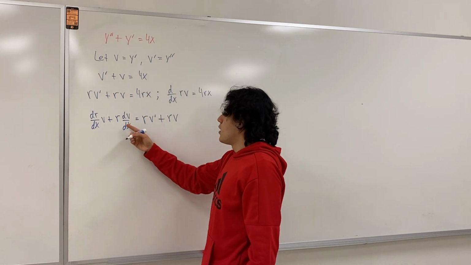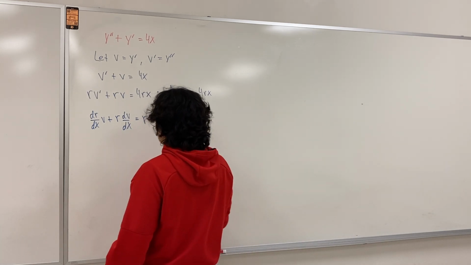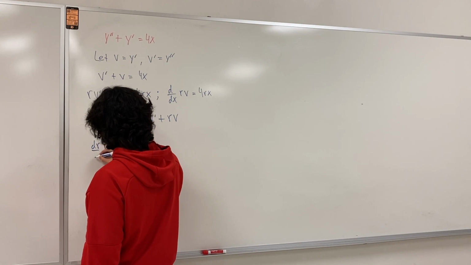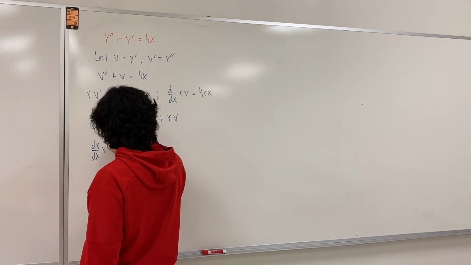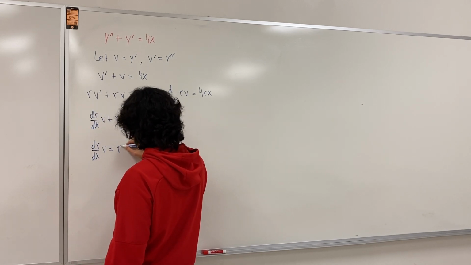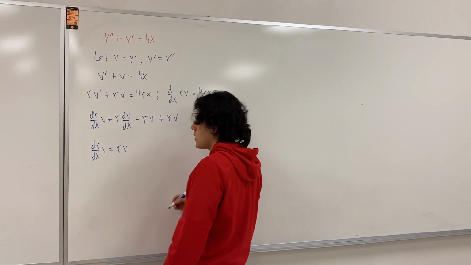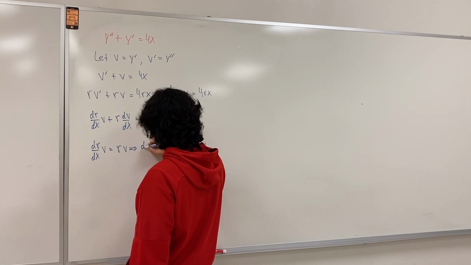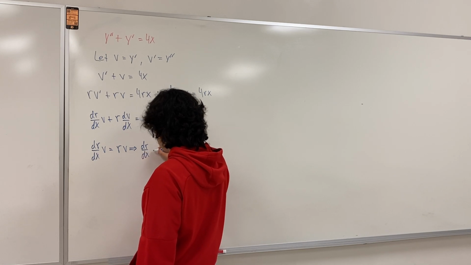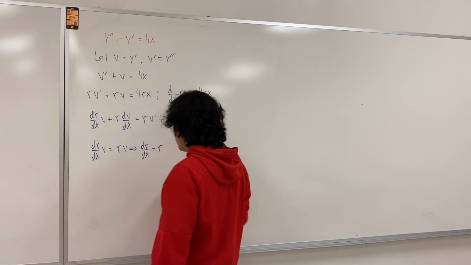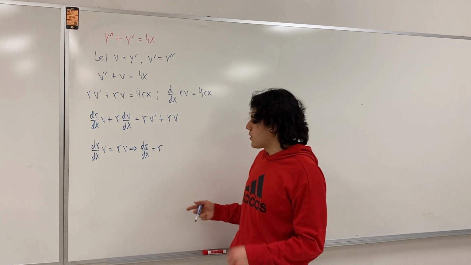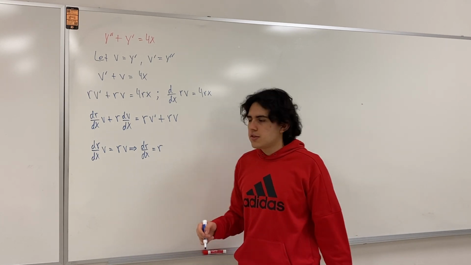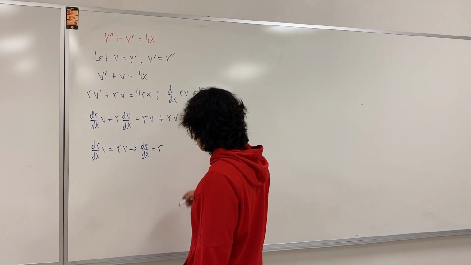Now notice r dv dx and r v prime are the same, so those two will cancel out, and we're going to have dr dx times v is equal to r times v. We have v's on both sides of the equation, so then we get something really nice in the end. We get dr dx is equal to r. And r is going to be our integrating factor, and we can find it by solving this separable differential equation.